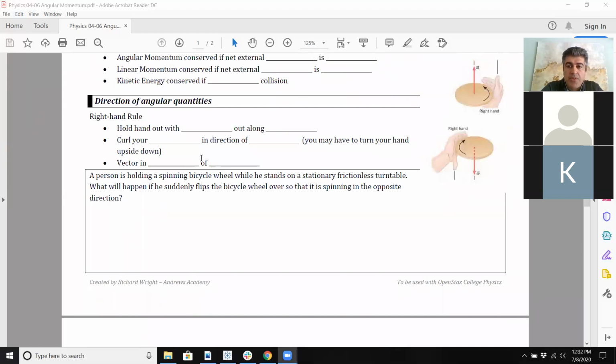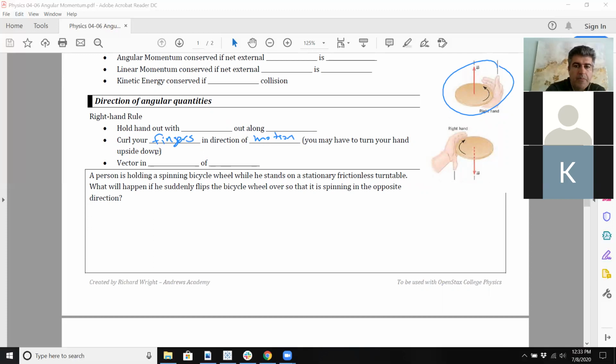Okay, direction of angular quantities. So something called the right-hand rule. You'll hear about this often if you take physics in college, especially if you cover electricity and magnetism. The right-hand rule basically states that if you curl your fingers in the direction of motion, so you can see, in this case here, if you take your right hand and you curl it this way, your thumb points in the direction of the velocity.